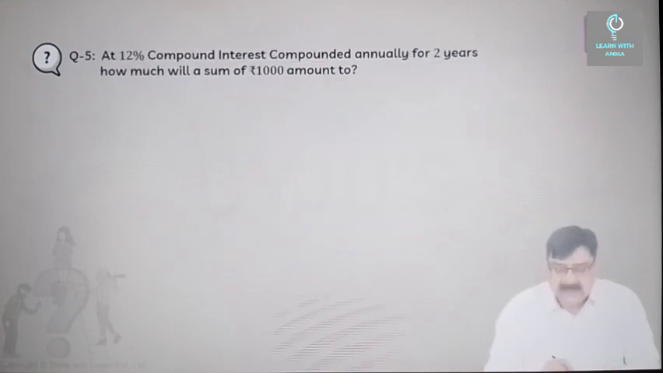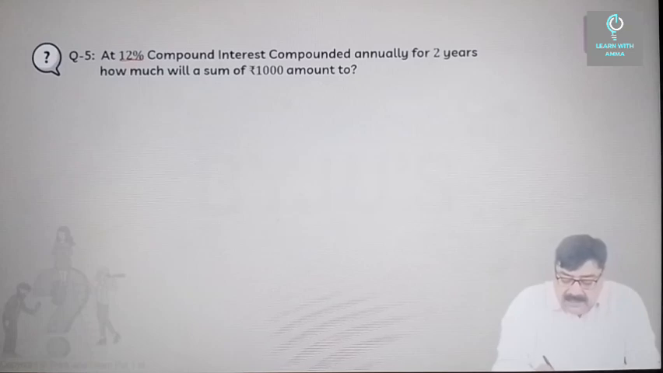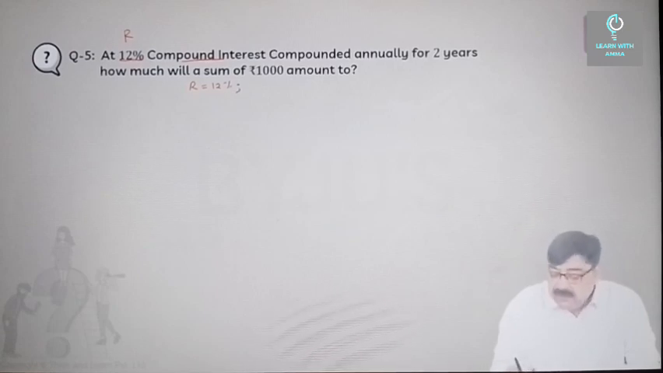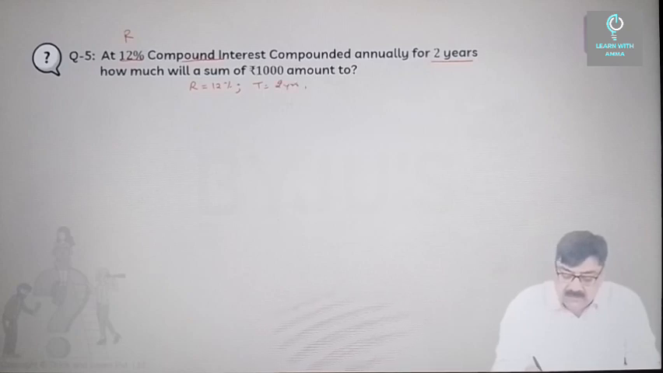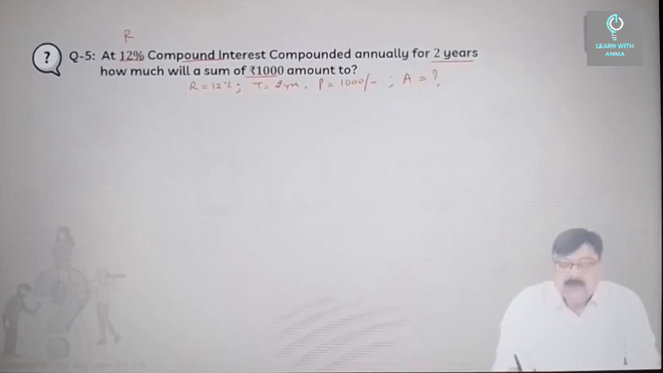Now let's have a look at this question. At 12% compound interest, so the rate of interest is given to you, R is 12%. Compounded annually for 2 years, so time duration is 2 years. How much will a sum of rupees 1,000 amount to? So principal is 1,000 rupees. What you need to find out is the amount.